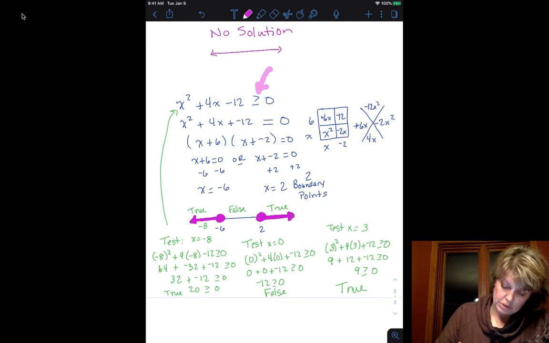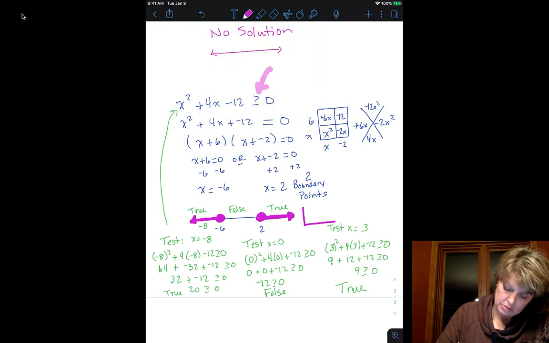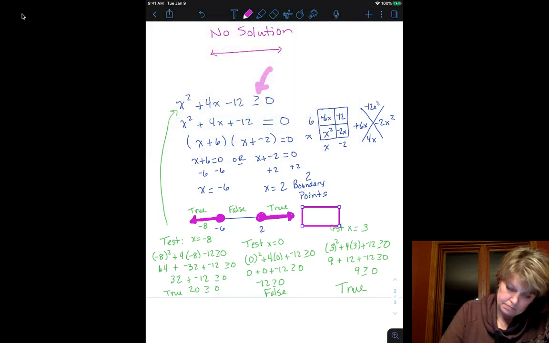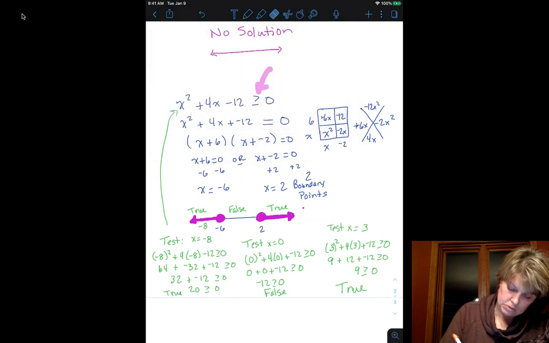Now the question is, we need our answer. How do we write the solution to that? We need a solution. Okay, I'm struggling. Let's do it the other way.